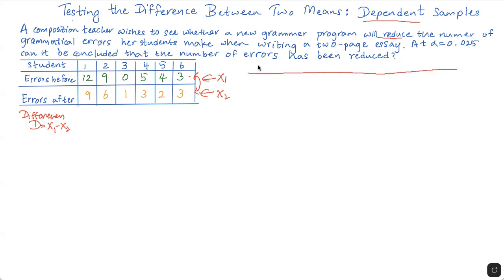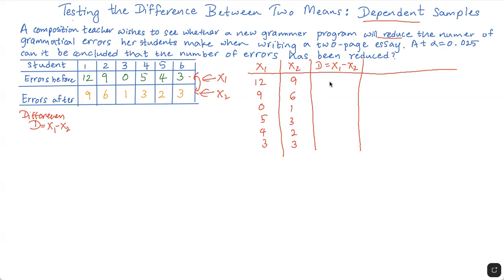So I'm going to draw a chart here. The first column is X1 values and X2 values, and then the difference, which is X1 minus X2. Right? I'm going to write down X1 values: 12, 9, 0, 5, 4, and 3. And all the X2 values: 9, 6, 1, 3, 2, 3. And then the difference is X1 minus X2.